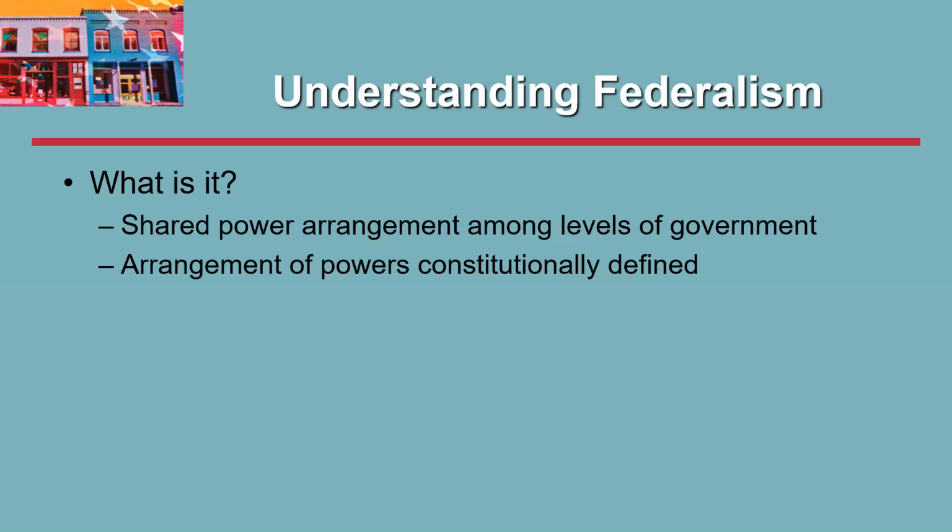In the United States, those levels of government are the states and the national government, which somewhat confusingly is also referred to as the federal government. Federalism in the United States is structured by the U.S. Constitution. This document defines the arrangement of powers between the states and the federal government.